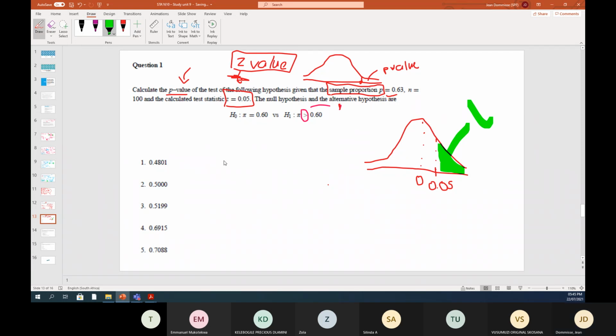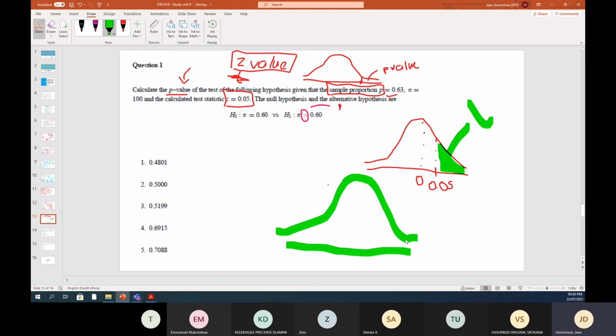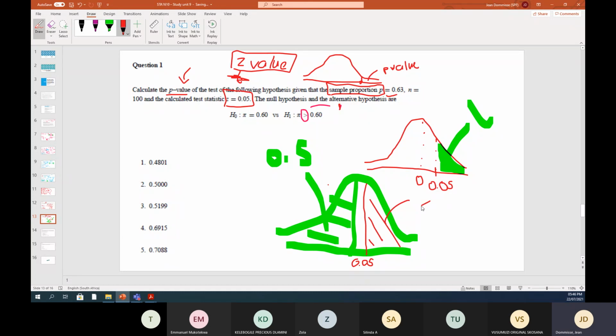Okay, so if you then look at these options, we know from the previous study units that that side is 0.5, as probability. So if we have it here as z is equal to 0.05, this area that we are looking for will be smaller than 0.5. So even without working out anything, if any of these numbers are bigger than 0.5, we know it's wrong. So that is wrong, that is wrong, that is wrong, and that is wrong. So without even looking at the Z table, that is your correct answer.